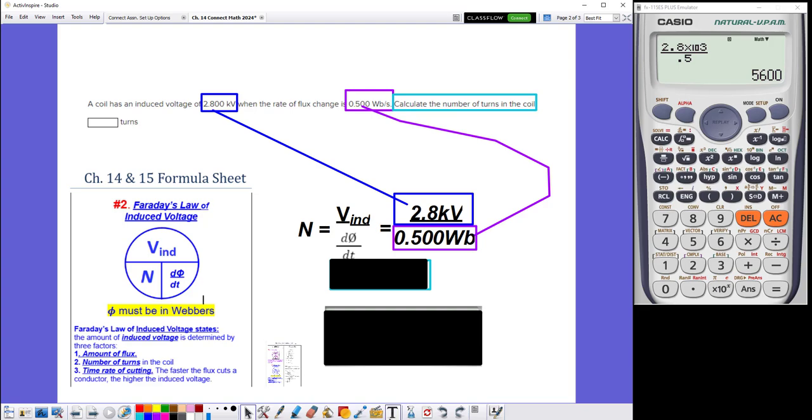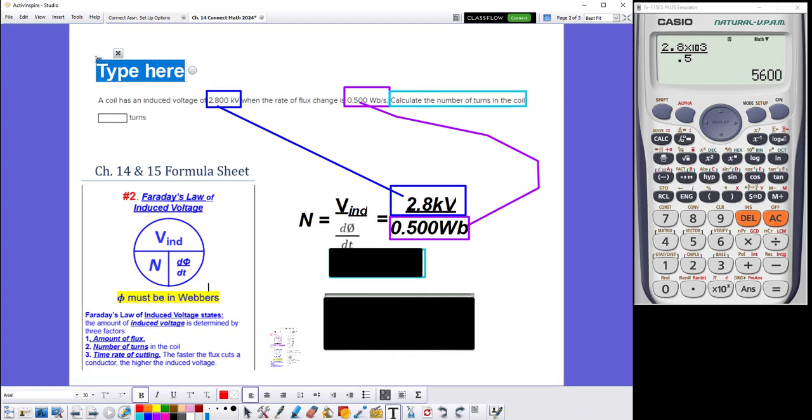So let's look at problem number 1 here. It says a coil has an induced voltage of 2.8 kilovolts when the rate of flux change is 0.5 Webers per second. Calculate the number of turns.